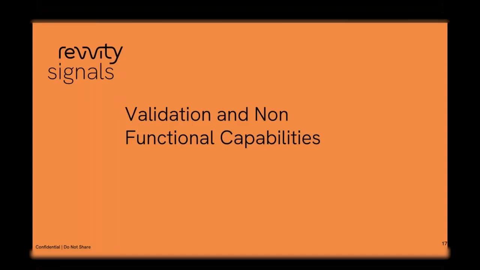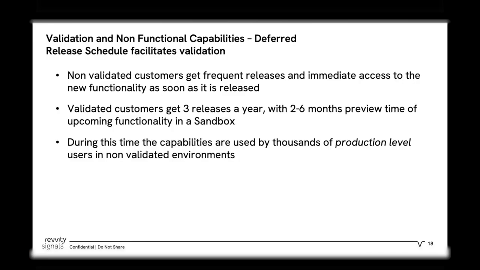So to start off talking about the processes we have, our non-functional capabilities, the delivery of Signals Notebook into a validated environment really rests on what we do for our non-validated customers. We need to contrast that, but we also get to leverage that. Our non-validated customers, as I mentioned, get very frequent releases of new capabilities in Signals Notebook. They get immediate access to that new functionality as soon as it's released. And we're going to contrast that to the way that our validated customers operate.